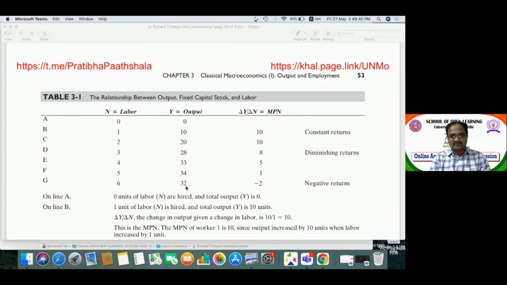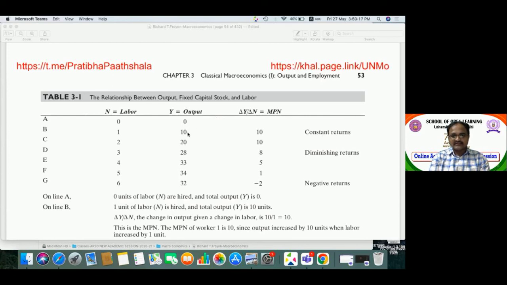Look at it here. In line A, 0 units of labor hired, the total output is 0. In line B, if you hire 1 unit of labor, N, the total output is 10 units. What is the marginal productivity? Delta Y, the change from one labor to another, 1 to 2, the change is 1 labor, and output goes from 0 to 10, the change is 10. So delta Y over delta N.